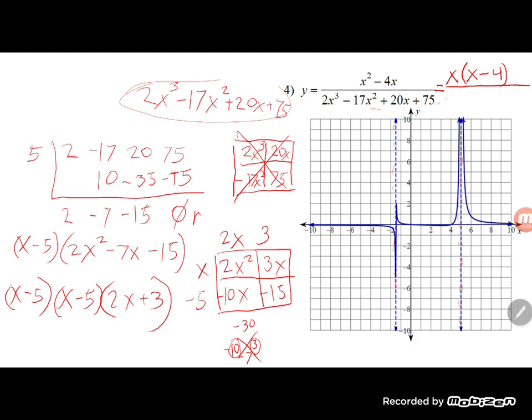Writing it all in our final answer, we get x minus 5, and we'll just square it right there to save some room, and then we have 2x plus 3. Again, these asymptotes are relating to the zeros that we talked about over here, and our x-intercepts from up here are relating to the zeros that we found up top.